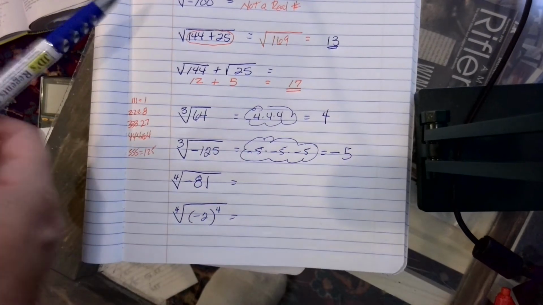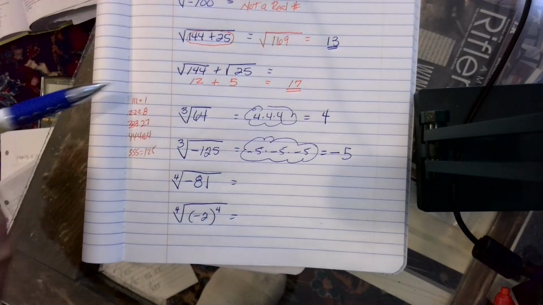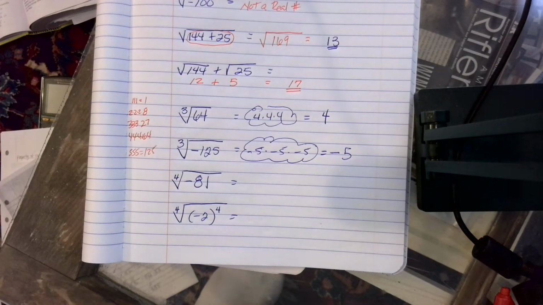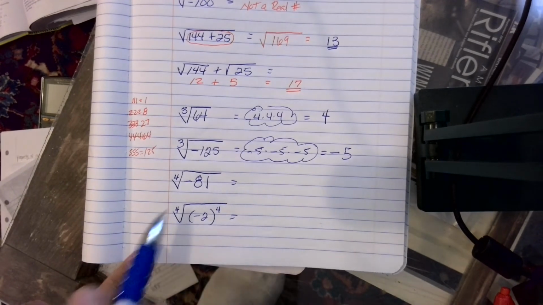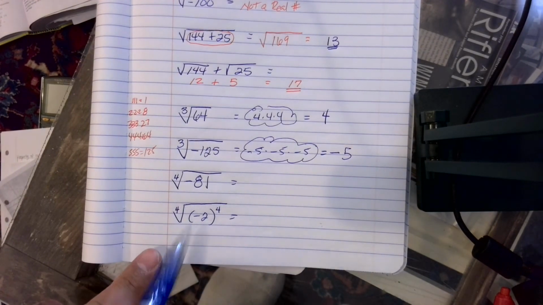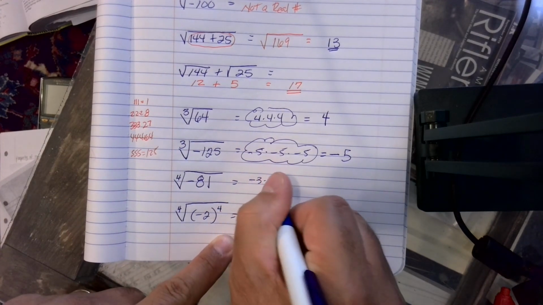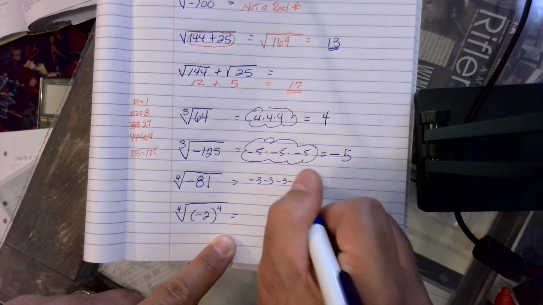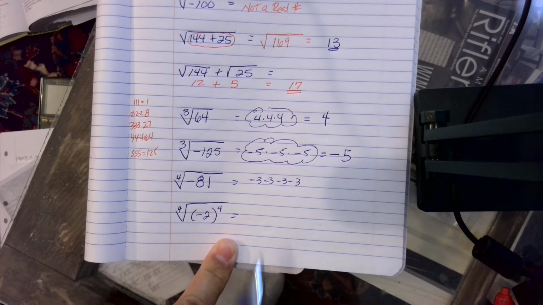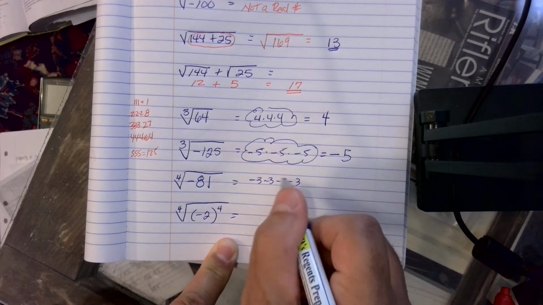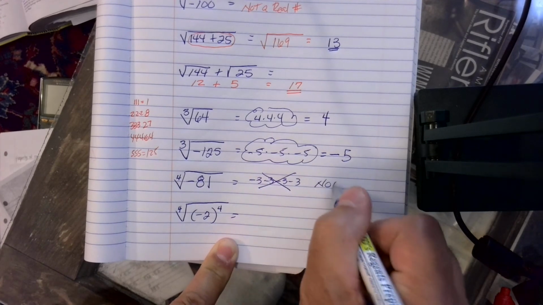But anytime it's even, like a square root of a negative, where was our square root? Square root of a negative, you cannot have a negative value underneath the radical. So like in this example, I have the fourth root of negative 81, right? And negative 3, well, I know 3 times 3 times 3 times 3 would give me 81. But if they were all negatives, it would give me positive 81. And if they're all positives, it would give me positive 81. So this isn't going to work. This is not a real number either.